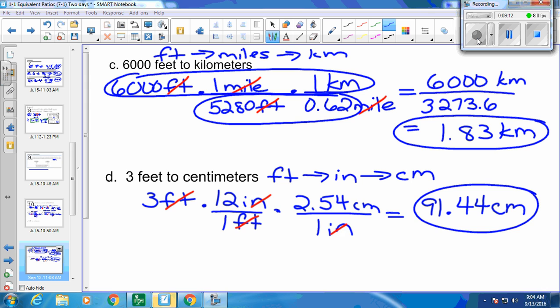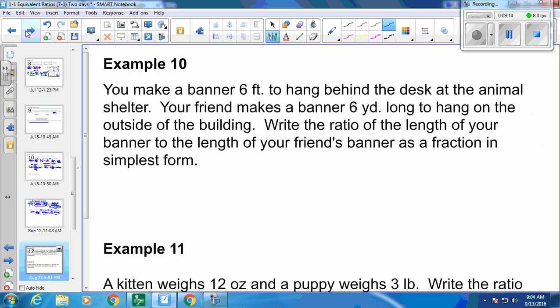Example number 10 is a reading question, so let's make sure we read this for understanding. It says, you make a banner 6 feet long to hang behind the desk at the animal shelter. Your friend makes a banner 6 yards long to hang on the outside of the building. Write the ratio of the length of your banner to the length of your friend's banner as a fraction in simplest form. A lot of information here.